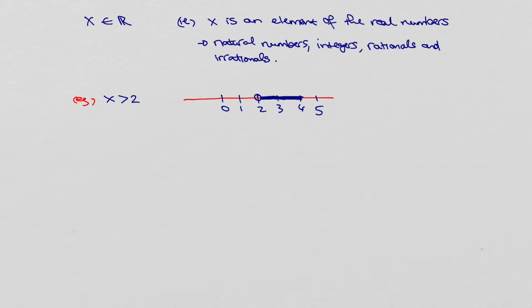It can be any number between 3 and 4, and can include 3 and 4. And of course, greater than means it's going to the right. So it is every number between 2 and onwards. So we say empty circle, as it's not equal to 2.